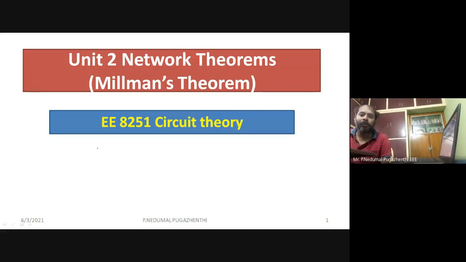So today the discussion will be on Millman's theorem, the last network theorem in your syllabus. The objective of today's lecture is to introduce Millman's theorem, and at the end of the lecture you will be able to understand the statement of Millman's theorem and apply it to analyze an electrical network. So that's the idea.